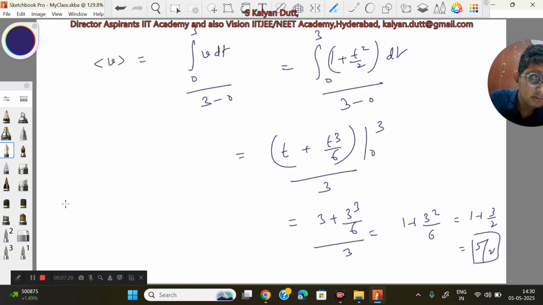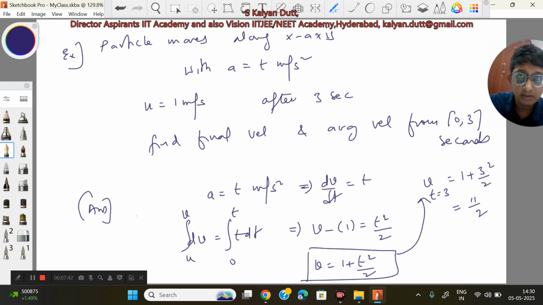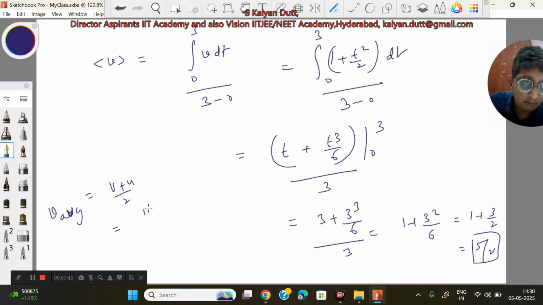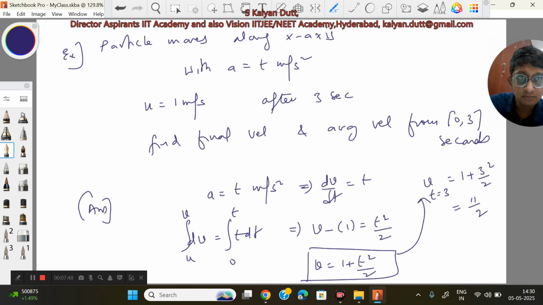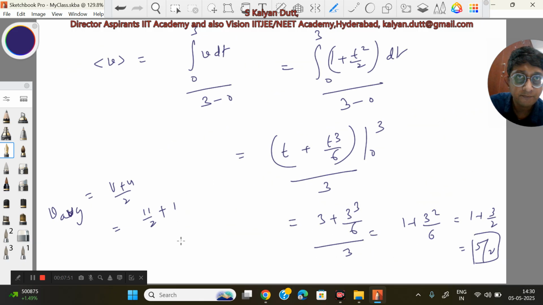But if you were to do the calculation in the wrong way, and if you say average velocity is v plus u by 2, okay, what is v here? We got it 11 by 2, plus u. What is u? 1, by 2. So it is 13 by 4. That's really wrong. It's not 5 by 2. So if you were to do v plus u by 2, you won't get average velocity. You would have got that only if acceleration was constant.